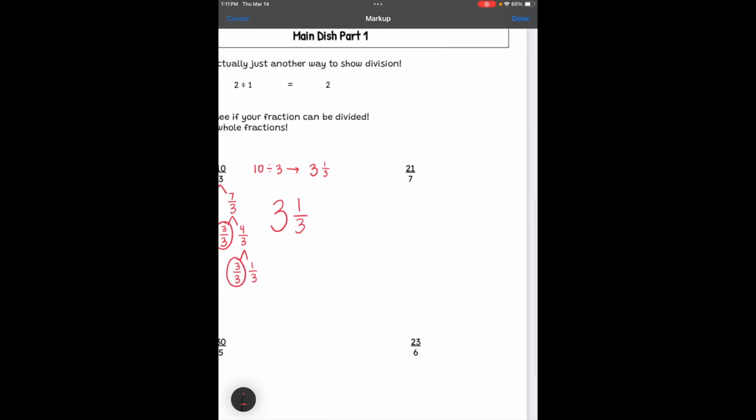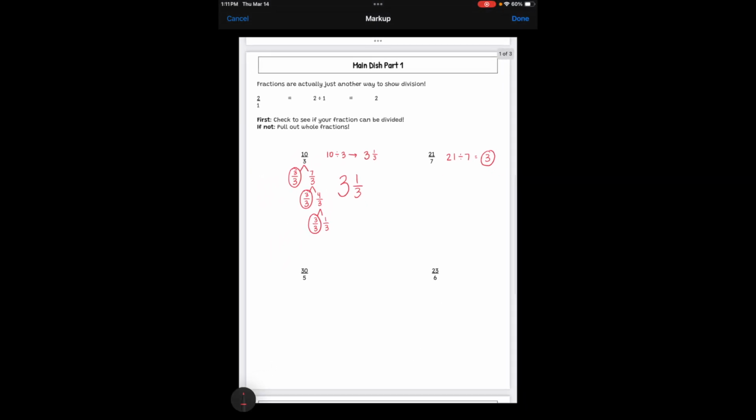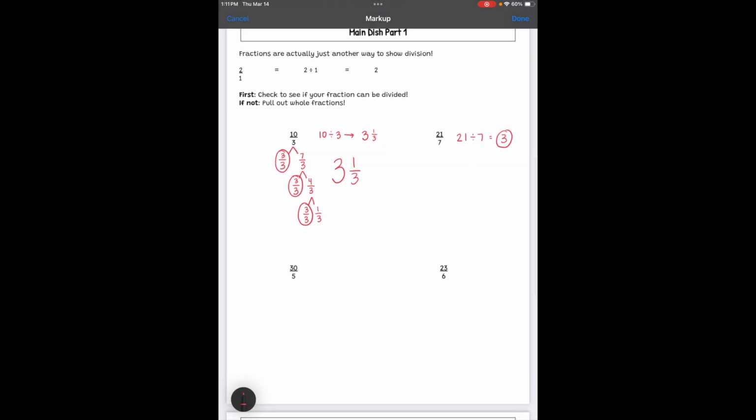Looking at 21/7, asking myself, can I do 21 divided by 7? Because remember, fractions are just a fancy way of dividing. And this time I actually do get a whole number. 21 divided by 7 is 3. So 21/7 is equivalent to the whole number 3. Go ahead and do the bottom two on your own.